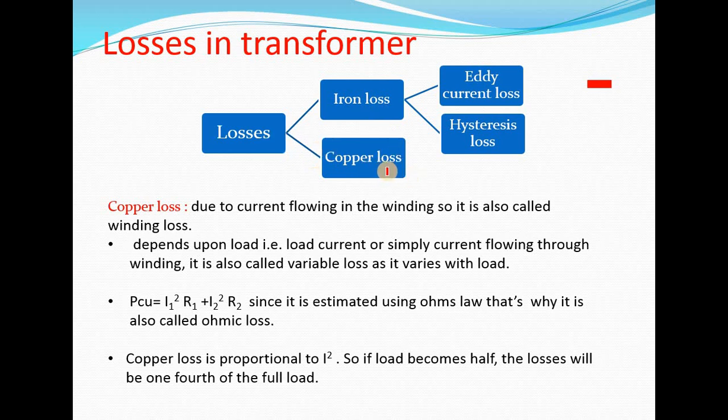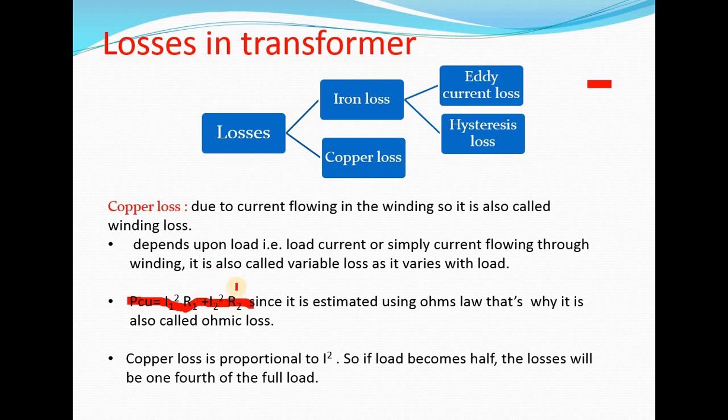So first we'll take the copper losses. Copper losses are also known as the winding losses because this copper loss is due to the current flowing through the winding. And it is also known as the ohmic losses because it is equal to I square R. It can be given as PCU equals I1 square R1 plus I2 square into R2.